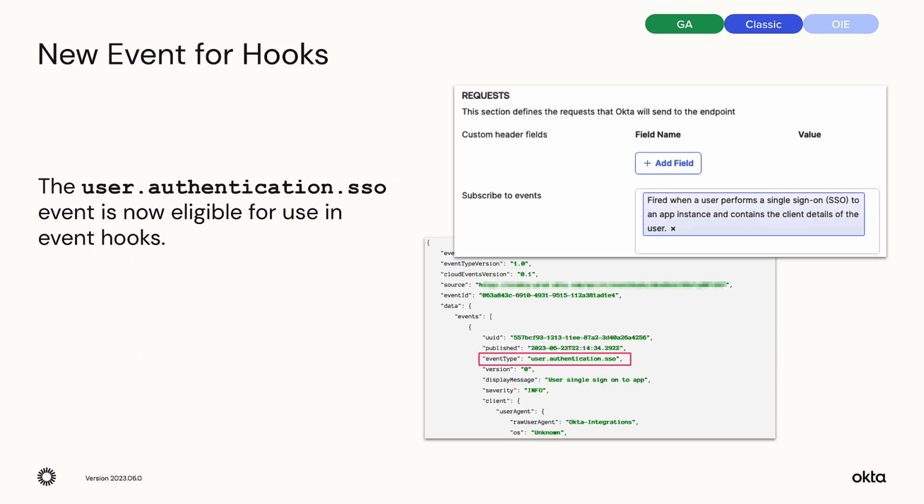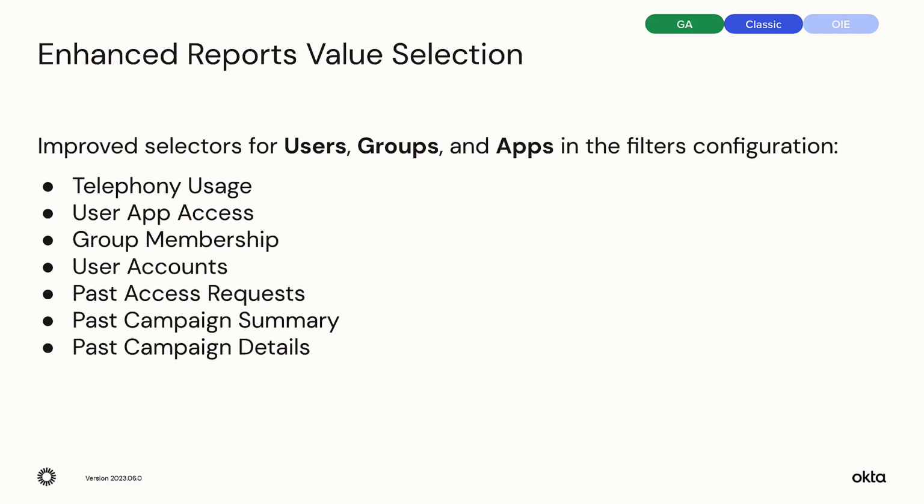New event for hooks. The user.authentication.sso event is now eligible for use in event hooks. Enhanced reports value selection. The following reports provide improved selectors for users, groups, and apps in the filters configuration.